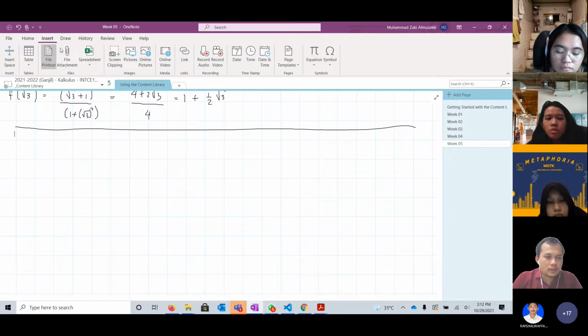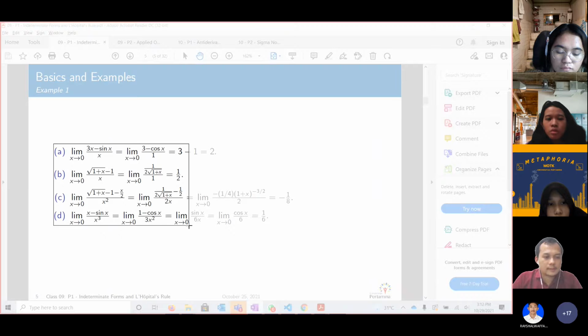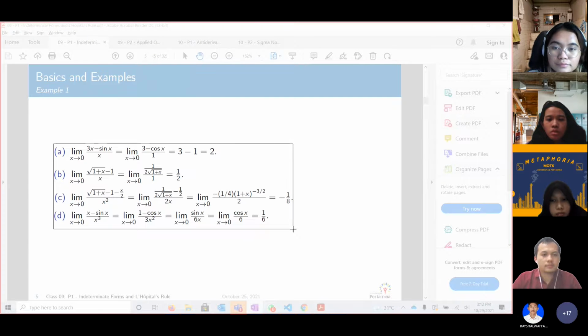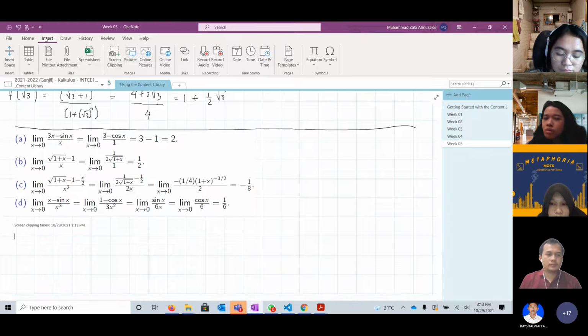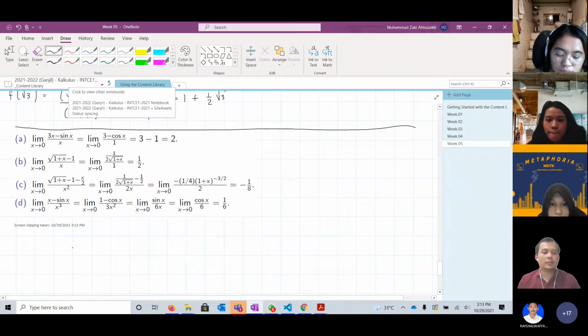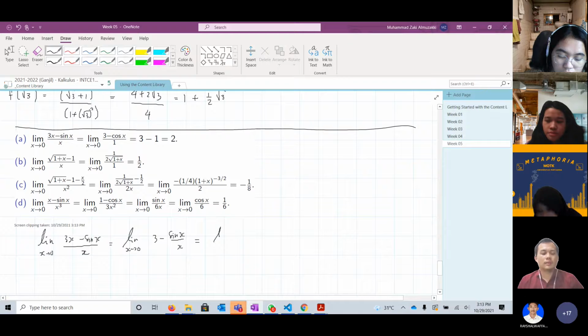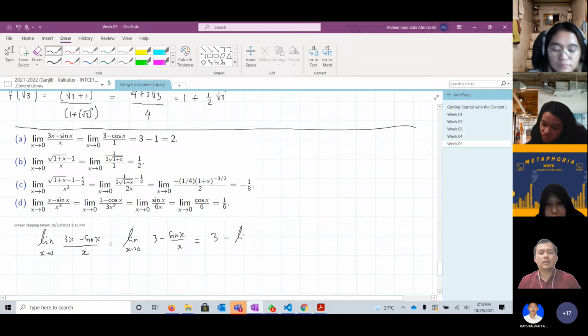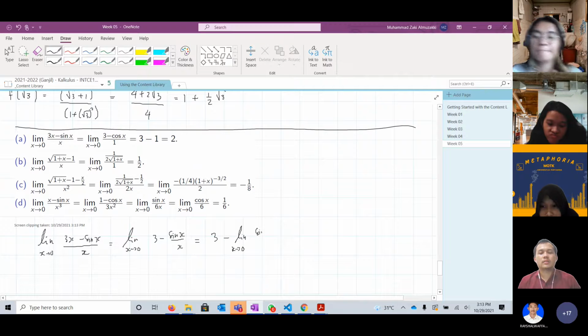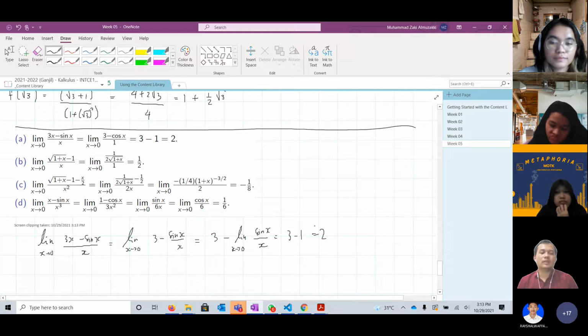So let me show you this. For A, basically from our previous trick, we have the limit as x goes to 0 of 3x minus sin x over x, which is equal to the limit as x goes to 0 of 3 minus sin x over x, which is 3 minus the limit as x goes to 0 of sine x over x, which is 3 minus 1, which is 2. You see here we have the same limit.